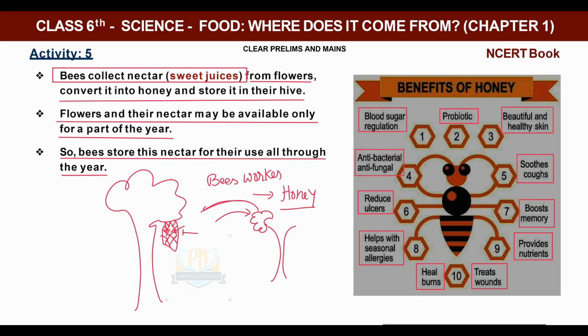These are the benefits of what? Honey. So honey is what I said: bees collect nectar, that is a sweet juice from the flower, and then collect it into a hive, and then it converts into honey.